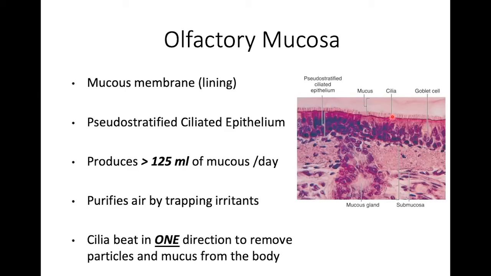And so the olfactory mucosa is set up so that it is lined by all of these ciliated epithelial cells that produce mucus. So producing over half a cup of mucus per day, we are capable of ultimately purifying the air that's going to enter into our lower respiratory tract by trapping a lot of those irritants and foreign pathogens within the mucus lining of our olfactory mucosa. And then ultimately the cilia are going to beat in that one direction, which are going to help to then propel that mucus up and out of our bodies.